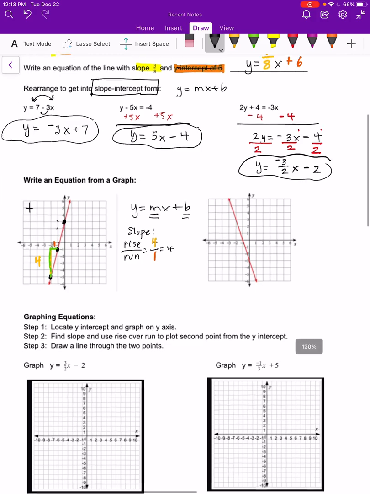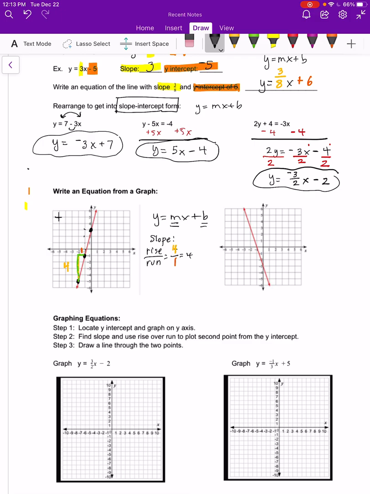And then I need to find my y-intercept. So where does it cross the y-axis? And it crosses the y-axis right there. So my y-intercept, where it crosses the y-axis, is at 3. So when I put that together, I would have y equals, my slope is 4, so it'd be 4x, and then my y-intercept is 3. So plus 3. And I try to put it in color so you can see where I'm getting those things from.